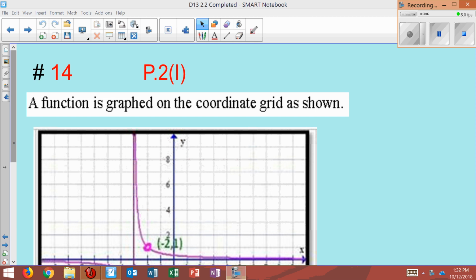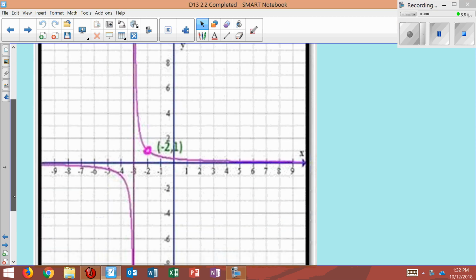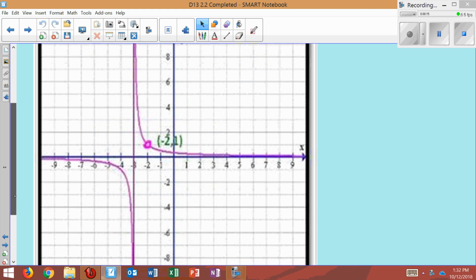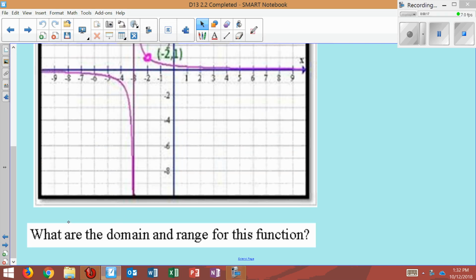The function is graphed and the coordinate grid is shown. Looks like we have a rational function here. It's two pieces. We have a vertical asymptote at -3, horizontal at y equals 0, and we have a hole here at (-2, 1). What are the domain and range for this function?